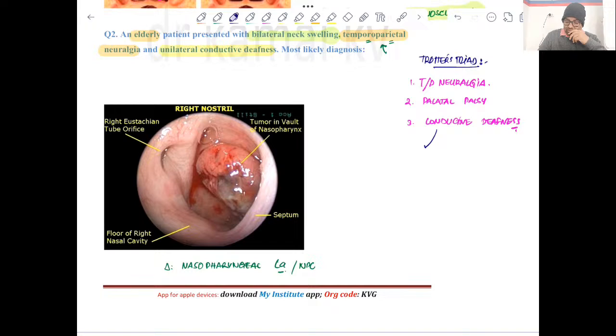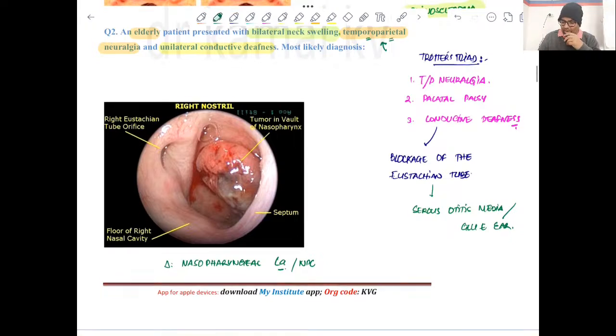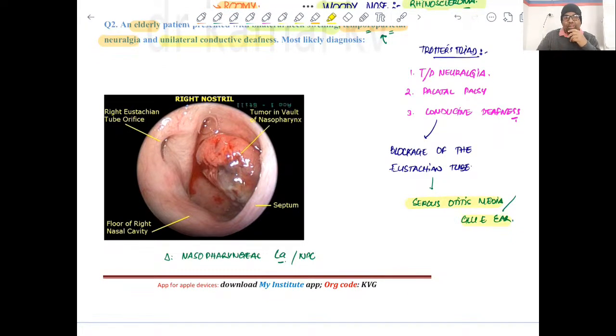The reason is that there is blockage of the eustachian tube, which lies in the nasopharynx. So there is blockage of eustachian tube, and this can lead to serous otitis media, or what you call glue ear, or otitis media with effusion. So it has different names. So this is the cause of conductive deafness here, right? And one more thing, that this may be associated with Epstein-Barr virus. Okay, so this is a classical description of nasopharyngeal carcinoma.